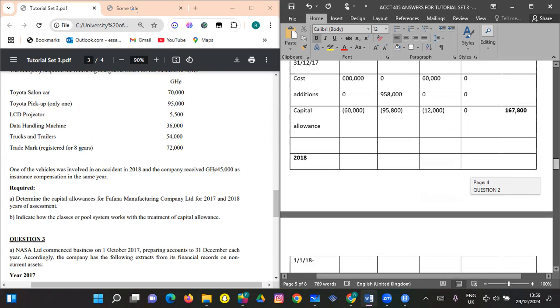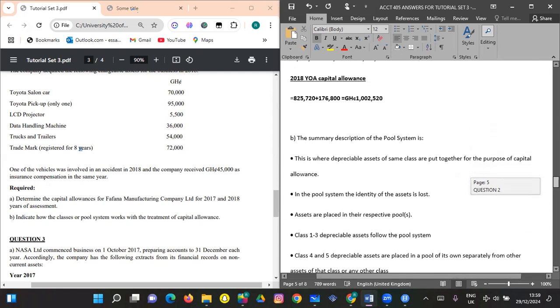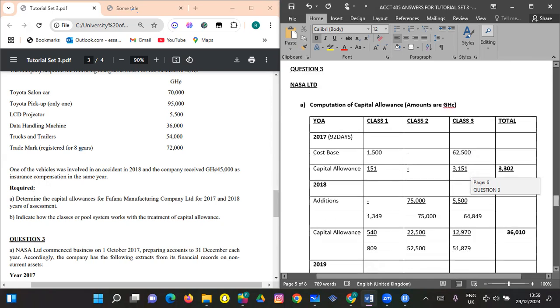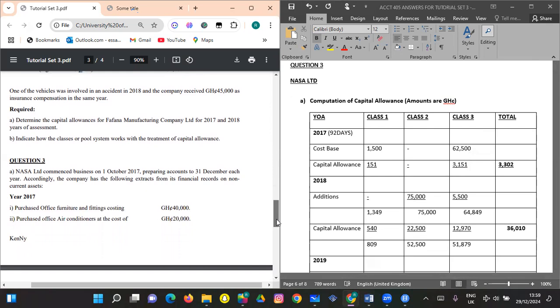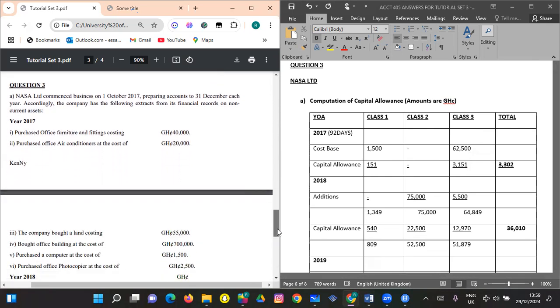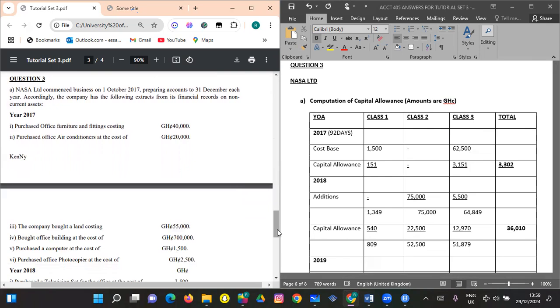All right, let's move to question 3, what almost everyone has been waiting for. And it is also the easiest. As far as you've been able to understand question 1 and 2, question 3 should be easy. So NASA Limited commenced business on 1st October 2017. The basis period for the first year is what is going to change. It's going to be more of October, November, and December, 3 months. It's not going to be the full year.